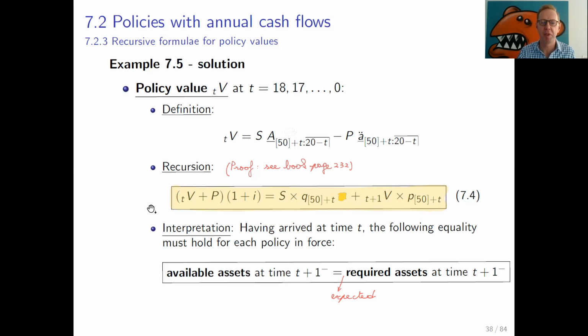So 7.4 can be interpreted as follows. The available assets seen from time t, the available assets at time t plus 1 minus, must be equal to the expected required assets at time t plus 1 minus.